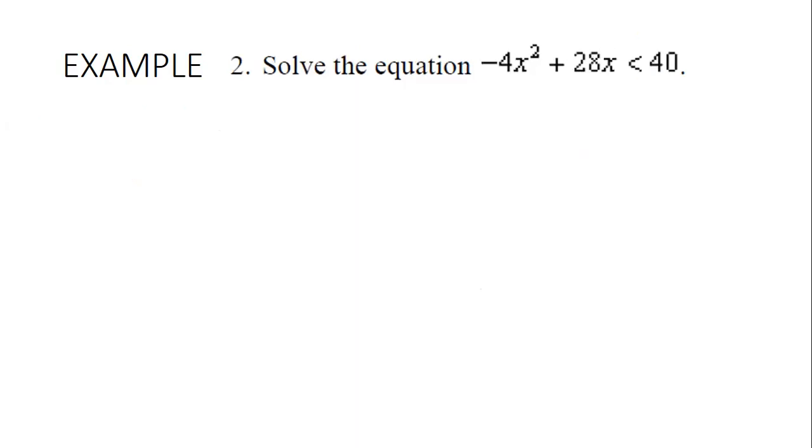So step 1 is to make sure that one side is less than or greater than 0. Is that the case here? No, it's not. So what do we need to do? Get it to 0. So we're going to need to subtract 40 from both sides. So now we have negative 4x squared plus 28x minus 40 is less than 0.